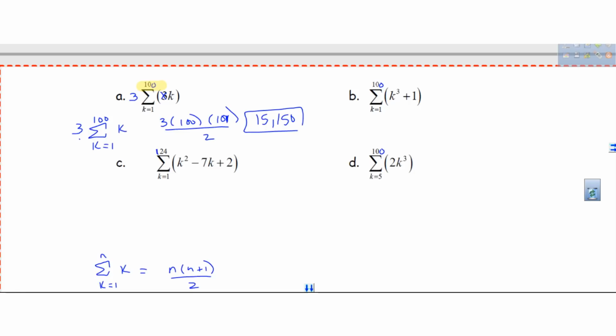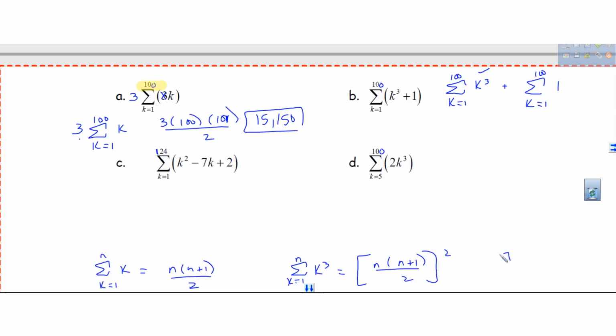Okay, this one right here. Do you see how those are added? So I'm going to rewrite it as the summation of k equals 1 to k equals 100 of k to the third, plus the summation of k equals 1 to k equals 100 of 1. So the formula for the summation of k to the third is n times n plus 1 in parentheses divided by 2, whole thing squared. This is the constant formula, and that constant formula you already have: the summation of c from k equals 1 to n is c times n.